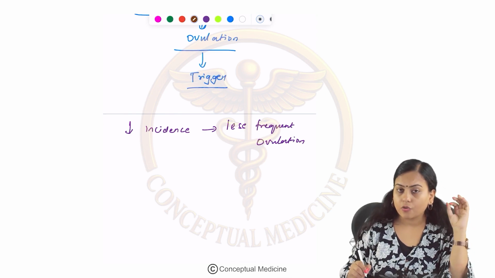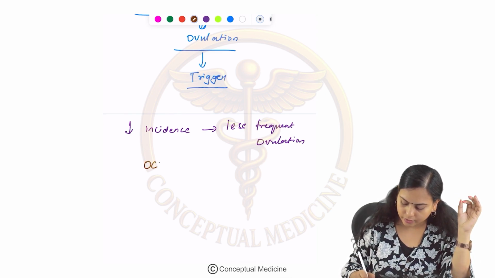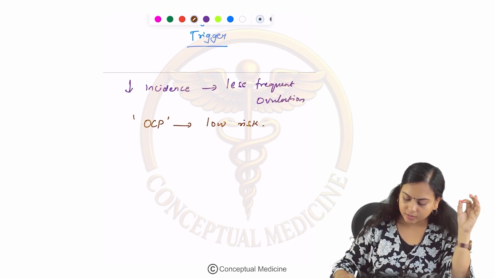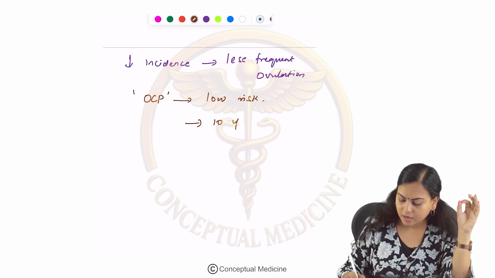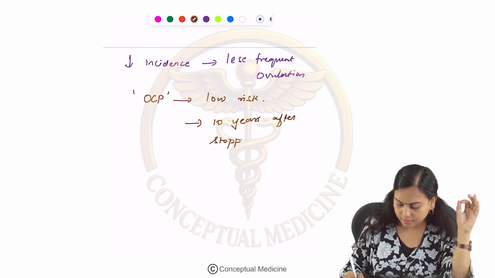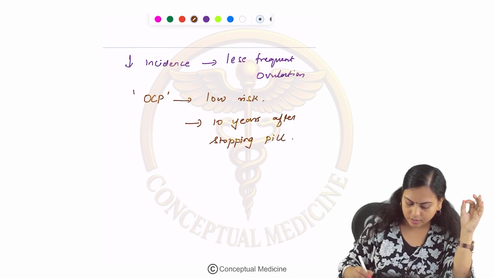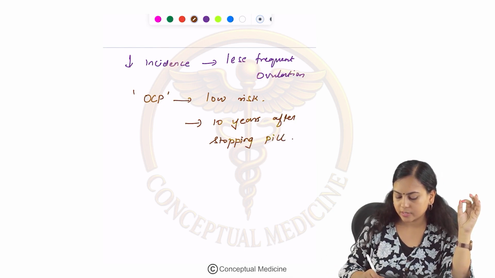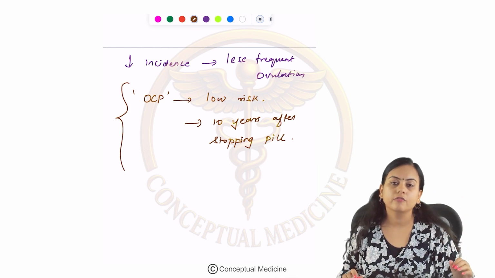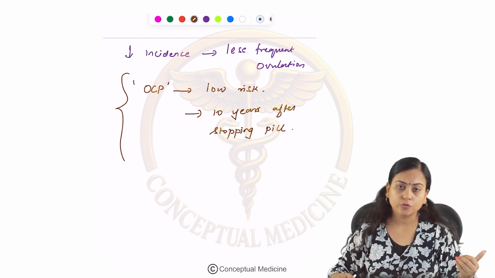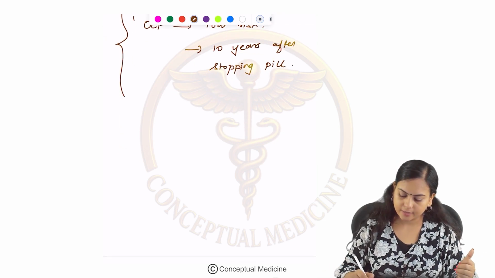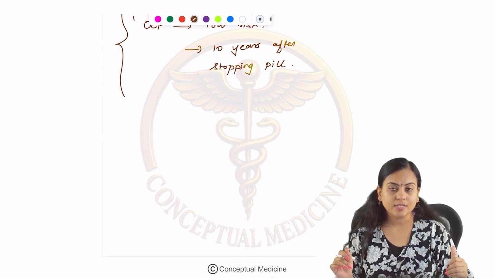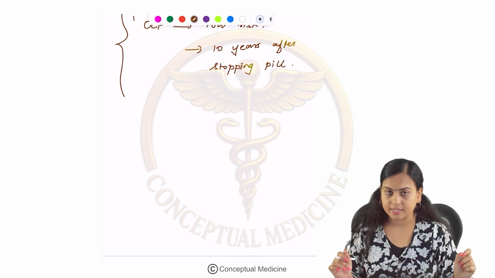So these benefits are noted when the patients who are taking oral contraceptive pills appear to have a low risk. And even after 10 years have passed after stopping the pills, the risk reduction was persisting. So that is why oral contraceptive pills are found to be highly protective to prevent ovarian cancer, right? So that's why we say oral contraceptive pills have a beneficial effect to prevent ovarian cancer, right?